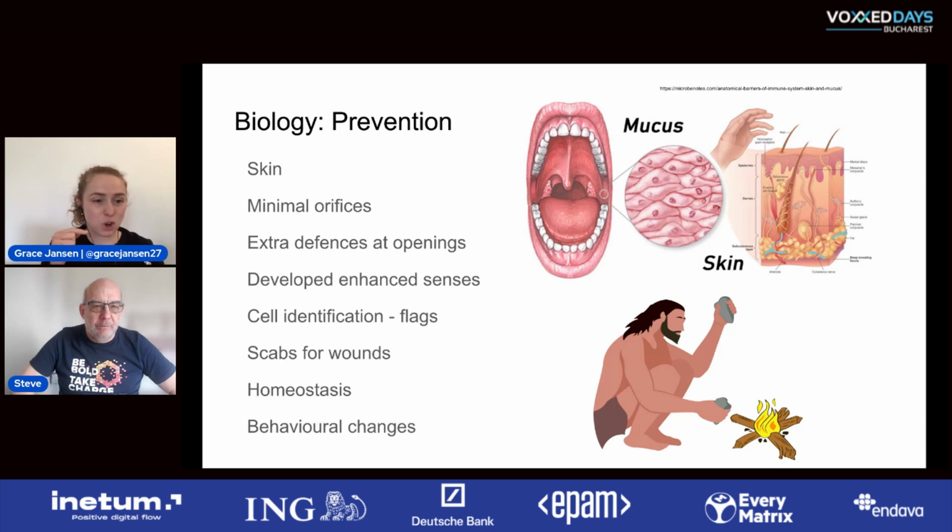And at each of these openings, we have defenses in place. Things like saliva, for example, our stomach acid, tears in our eyes, mucus in our nose. So we try and have these defenses at the places we know are most likely for an infection to get in so that we can prevent that from happening in the first place.